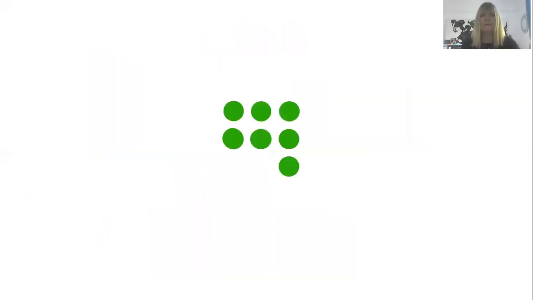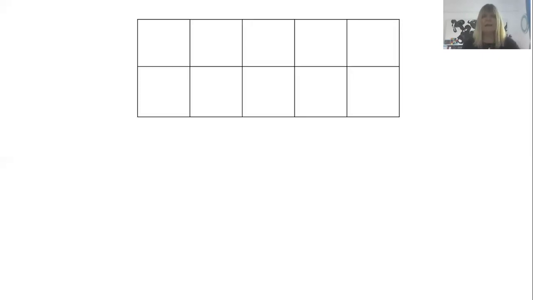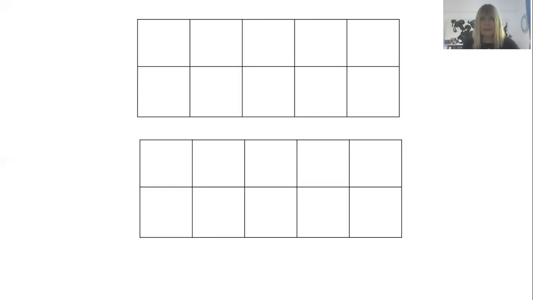Right, now, summarising. Did you see how many green dots there were? I'll show you again. Are you showing me that many fingers? Because there were 7 green dots today. On our next slide, 10 frame and another 10 frames. So we've got 20 empty squares up there at the moment.